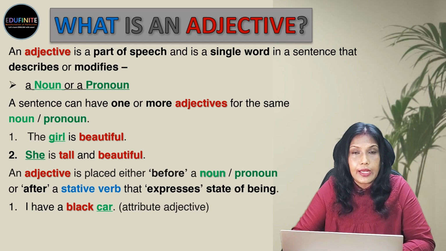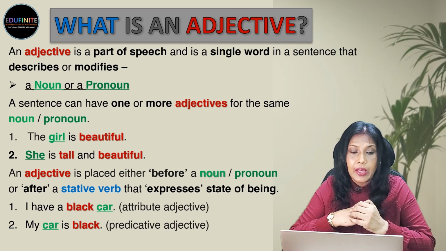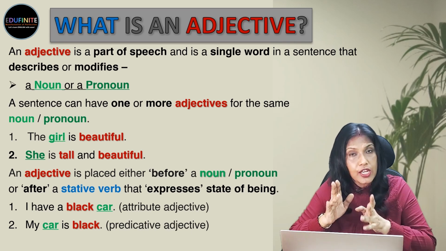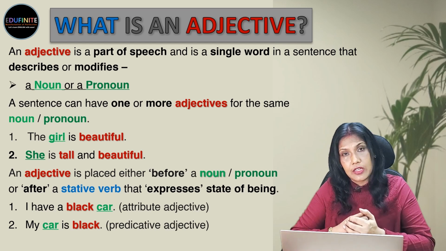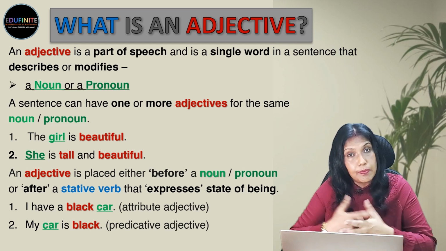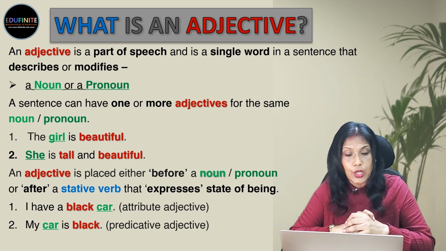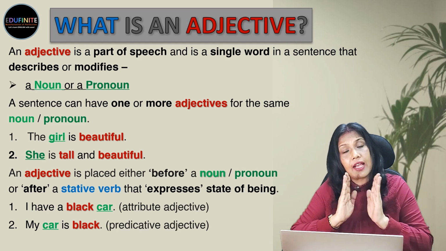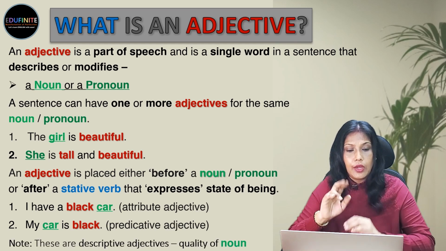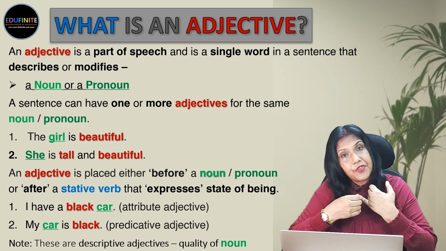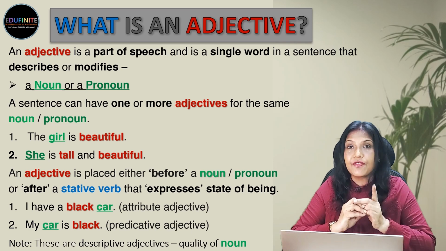Next, the second one is: my car is black. So both mean the same, but the position of the adjective black is now after the stative verb is. So it's telling us how my car is. My car is black. So it's black in color. So black is modifying car, hence it is an adjective. Now, this type of adjective that comes after the stative verb is also called a predicative adjective. Now, you have to note one thing. Both the attribute adjective and the predicative adjective are descriptive adjectives.